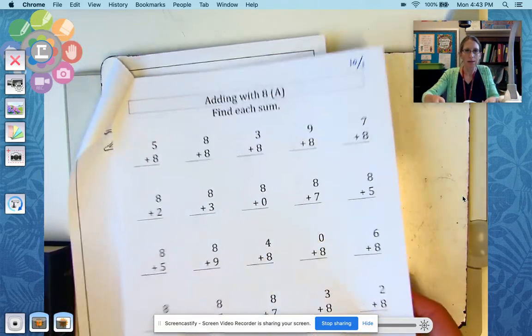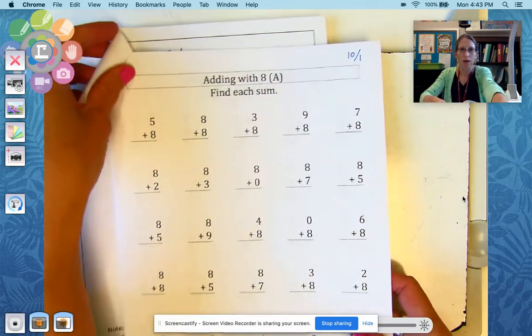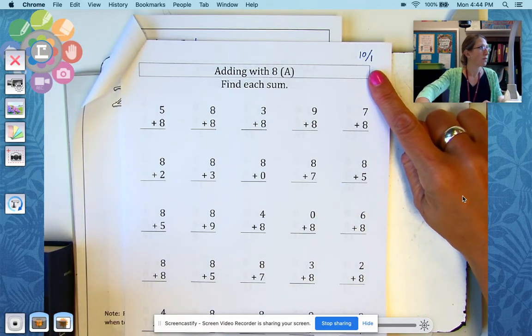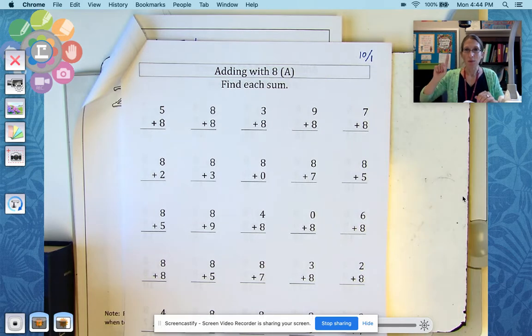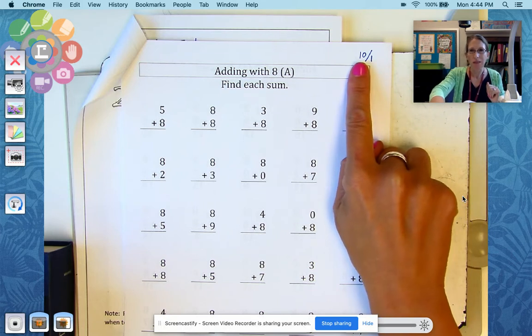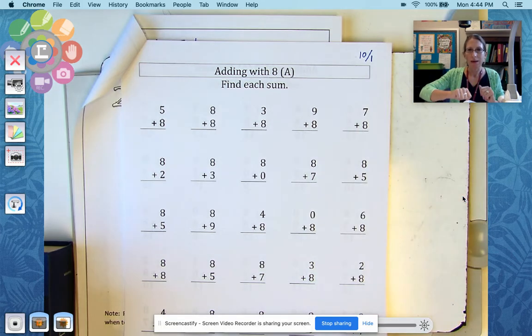I wrote the date at the top. That kind of helps me to keep track of which page I'm doing. So right now it is October 1st. Happy October 1st. So it is the month of October. And so I put 10-1. October is the 10th month and it's the first day, 10-1.